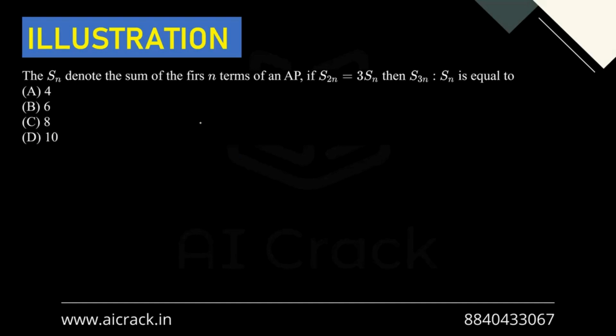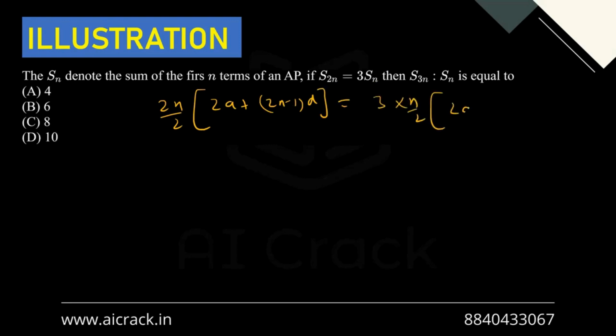Okay. Now let's solve this question. Sn denotes the sum of first n terms of an AP. If S2n equals 3Sn, then S3n by Sn is equal to what? Okay. So the given thing over here is this. S2n equals 3Sn. So S2n would be 2n by 2 times (2a plus (2n minus 1)d), right? This is equal to 3 times Sn, that is n by 2 times (2a plus (n minus 1)d).